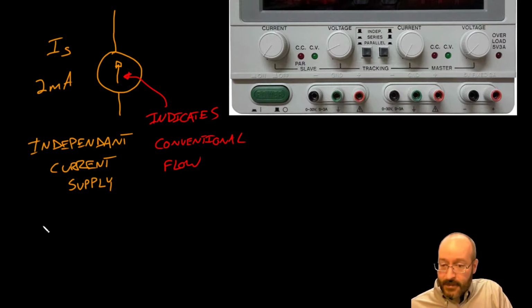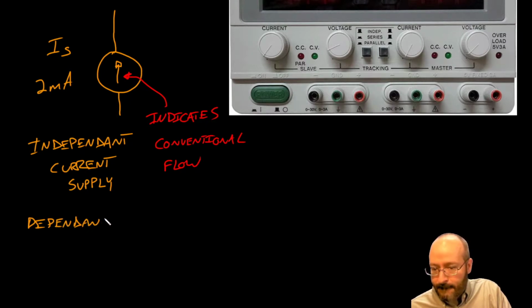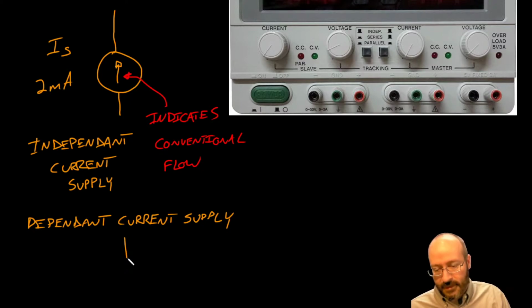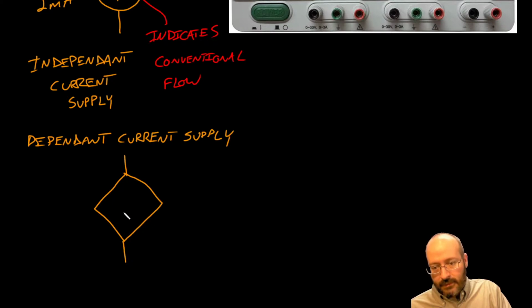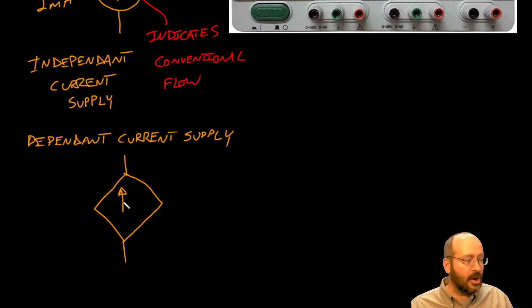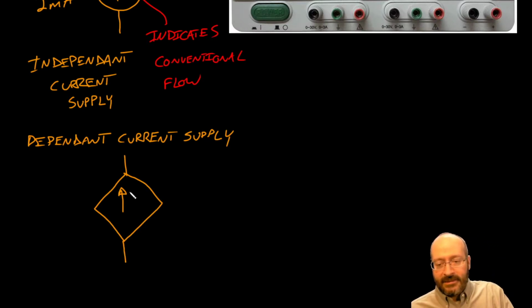Okay, and our dependent current supply looks like this. Okay, it's going to have the same arrow indicating current flow, and it is going to be conventional flow again, but it's going to be a diamond. Okay, do not be scared of diamonds. The value of current, the amount of current flowing out of the top post of this dependent current supply is dependent on a value somewhere else in the circuit. So it's a current flowing out of here.